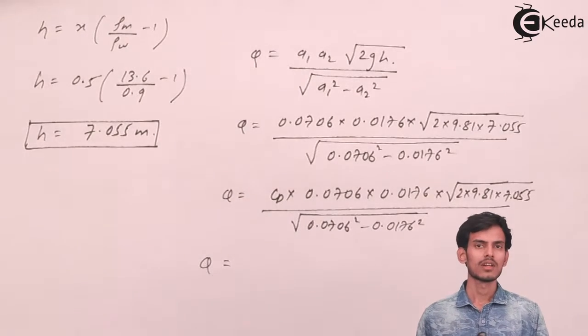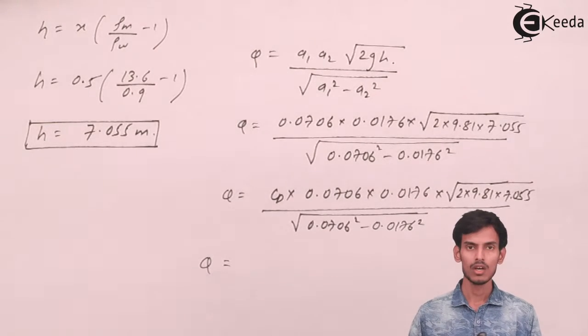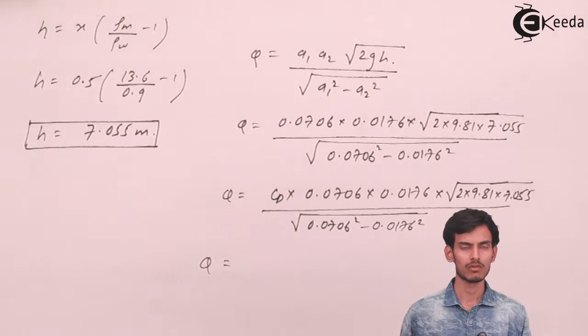So using the formula you'll get the value of the theoretical discharge, and after you multiply it with the CD value that is given as 0.64, you get the value of actual discharge, which comes out to 0.1374 meter cube per second.